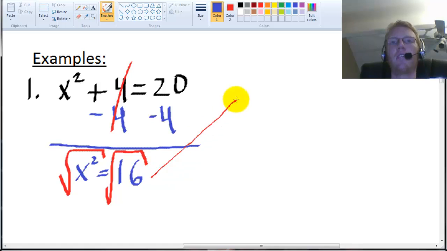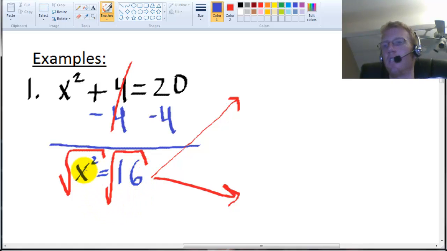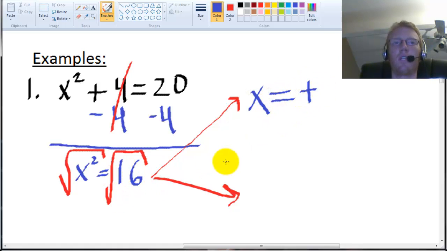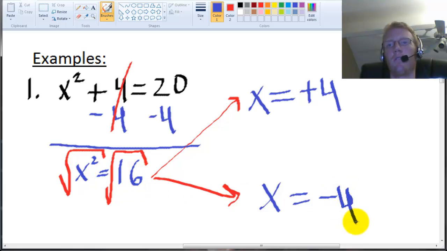The act of taking that square root is allowing us to branch, because x squared has a positive output. So the number that goes in could have been positive or negative, we don't know. So we take the square root of x squared, this squared and the square root cancel out. So I've got x equals positive, what's the square root of 16? The square root of 16 is 4. Or I could have x equals negative square root of 16, which is again 4.